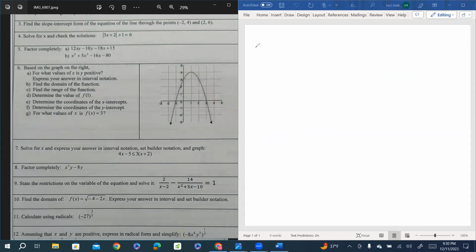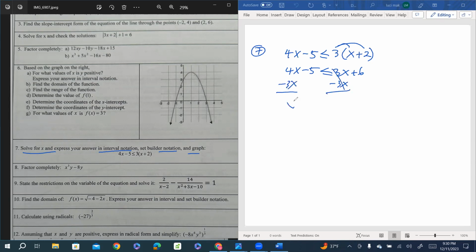Number 7. All right, let's look at number 7. We want to solve it, graph it, write it in interval notation and set builder notation. So we have 4x minus 5 less than or equal to 3 times (x plus 2). First I would distribute the 3. So we have 4x minus 5 is less than or equal to 3x plus 6. Now let's solve for x, or bring x to one side. Subtract 3x on both sides. We get x minus 5 is less than or equal to 6. Add 5 on both sides. So x is less than or equal to 11.